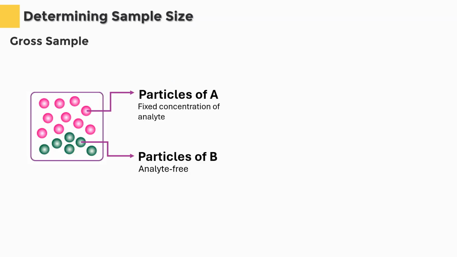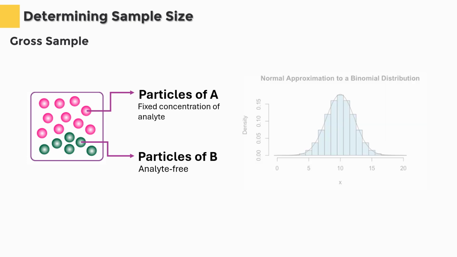In order to minimize sampling errors, samples must be of an appropriate size. For instance, let's assume that our target population is a homogeneous mixture of two types of particles. Particles of A have a fixed concentration of analyte, while particles of B are free of analytes. Samples from this target population follow a binomial distribution.